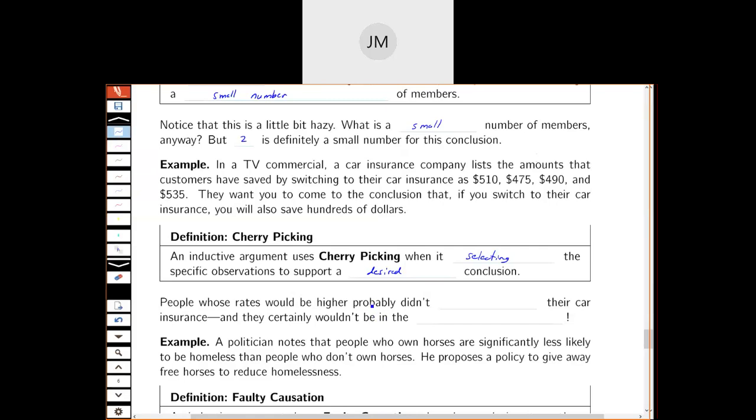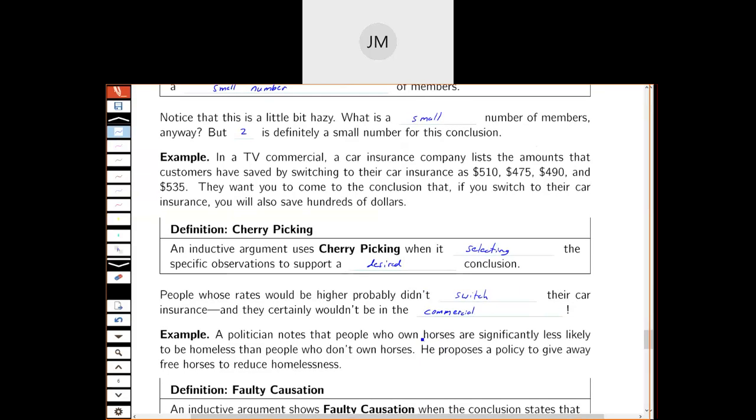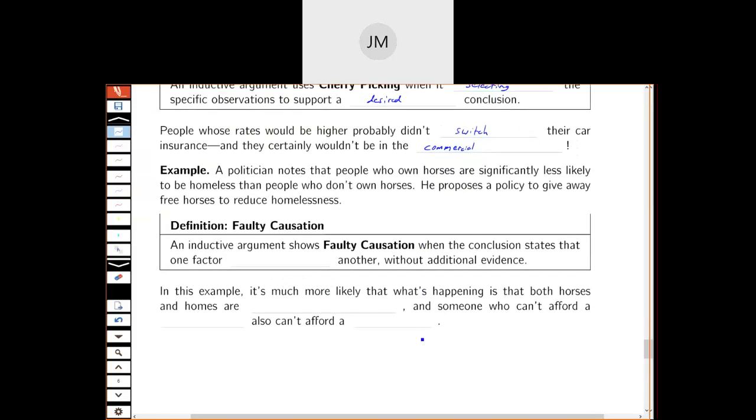Okay, so if you switched to this car insurance company and your rates went up, you wouldn't be in their commercial. So people whose rates would be higher either didn't switch their car insurance, because if you're shopping around and you're told your rates are going to go up, you probably won't make the switch. And if you did pick up their insurance and you ended up paying more, then you wouldn't make it into the commercial. Commercials don't advertise when things don't work well. They advertise the best case. Okay, so that's called cherry picking. Let's look at another example.